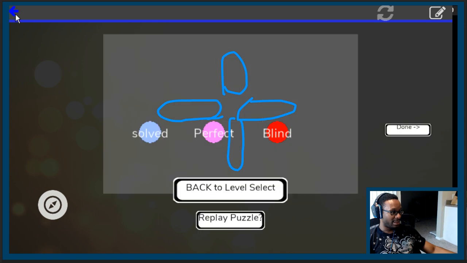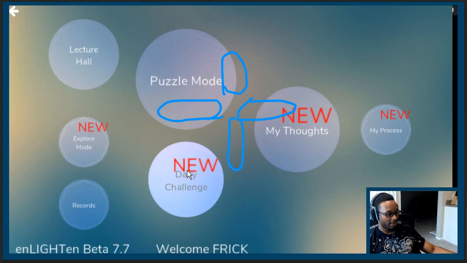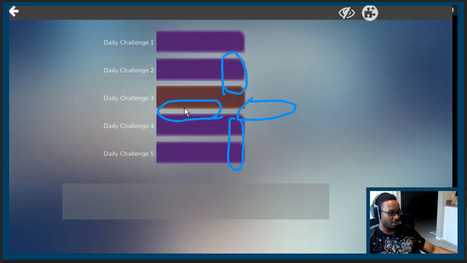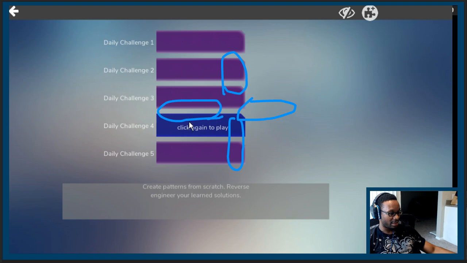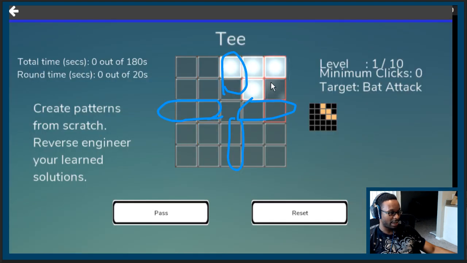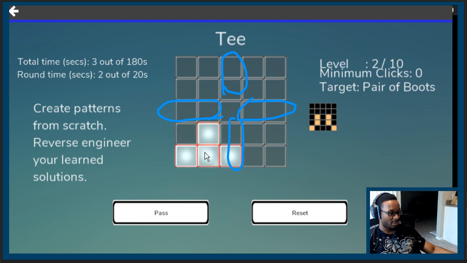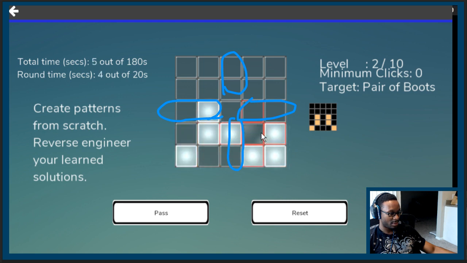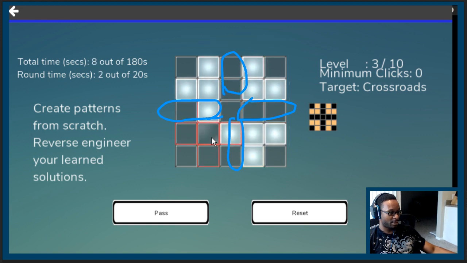And this challenge in itself is supposed to help players visualize. I made a couple of other challenges, like the daily challenge here. That one helps visualize. Creating patterns from scratch helps you visualize, right? Making these shapes, like that. That helps you visualize.